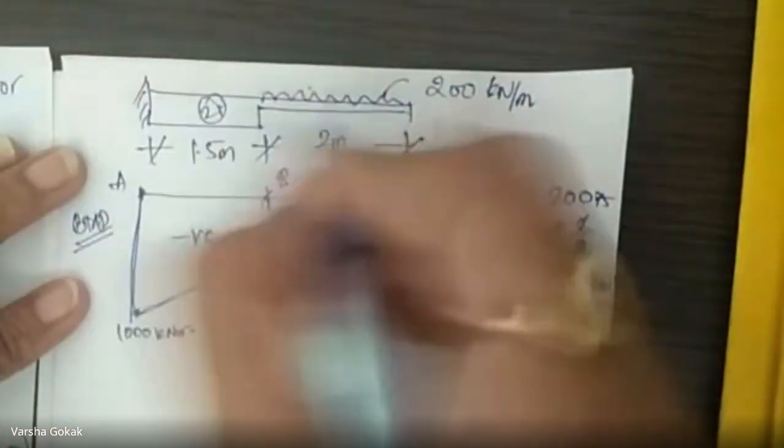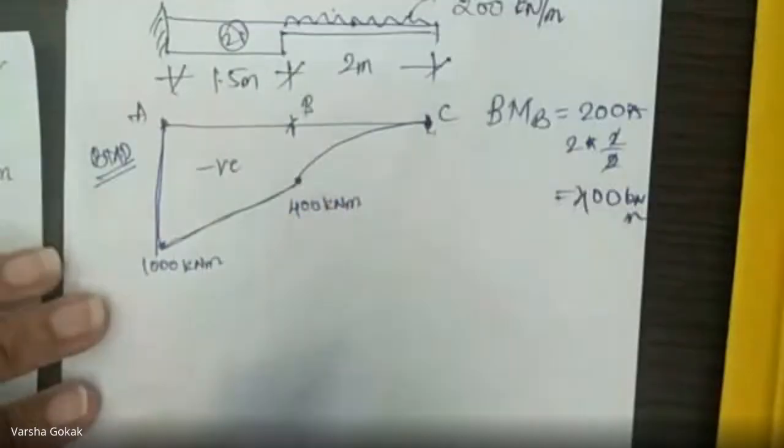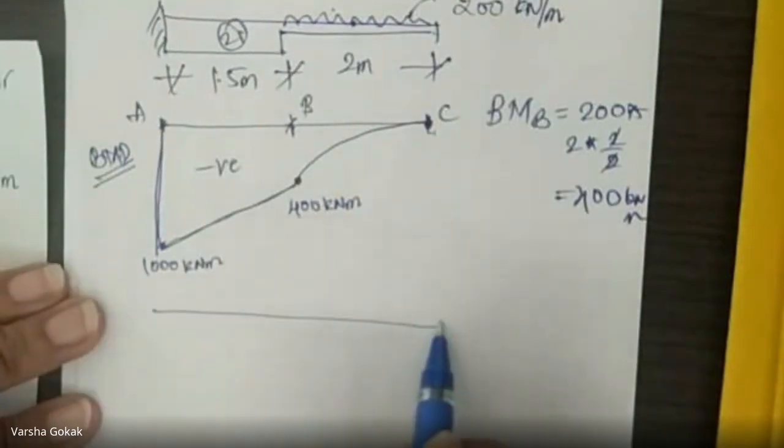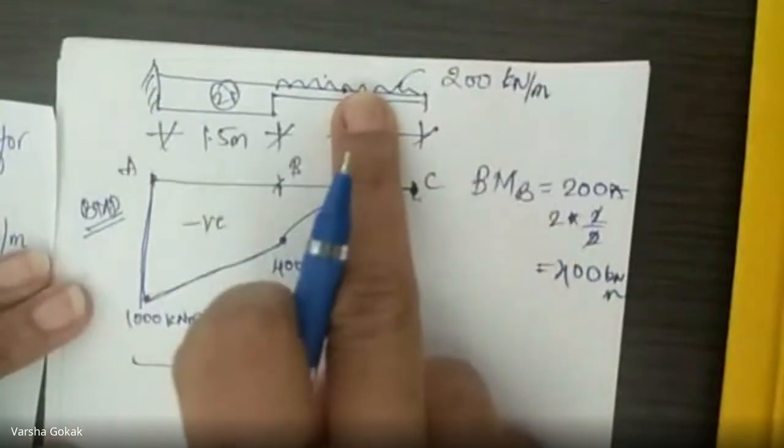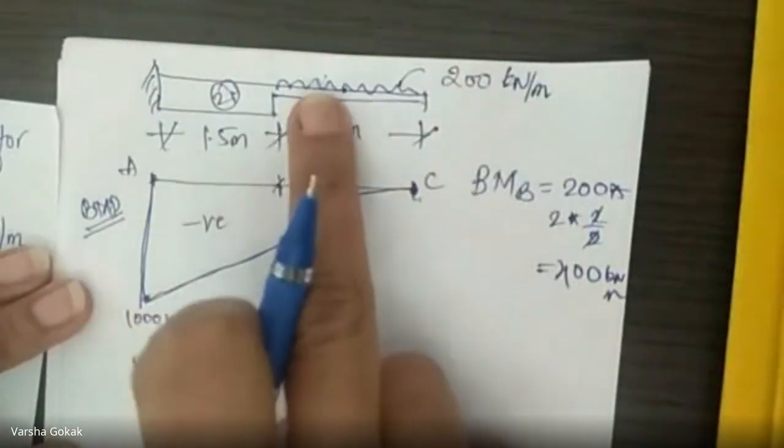This is 2I, this is I. So I need to draw the M by EI diagram. How to draw the M by EI diagram? Whatever is the value of the bending moment, here I is 1. So 400 by 1, 400 will be there.